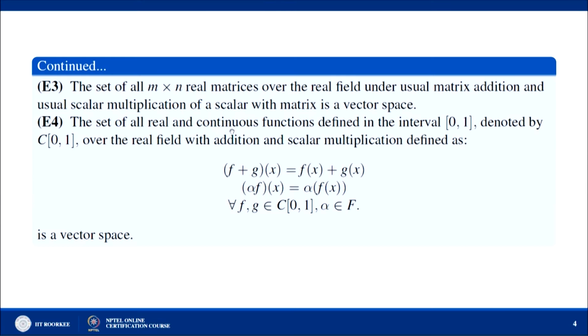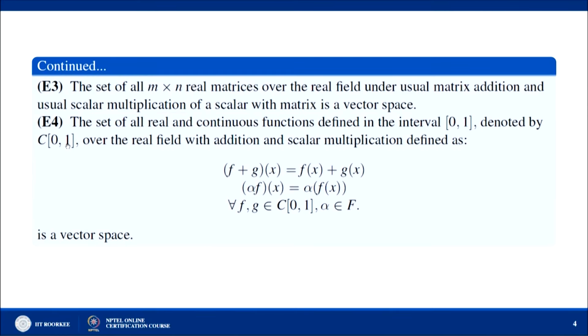The next example: if you take the set of all real and continuous functions defined in the interval 0 to 1, suppose it is denoted by C[0,1], over a real field with the addition defined like this and scalar multiplication defined like this, it is also a vector space.